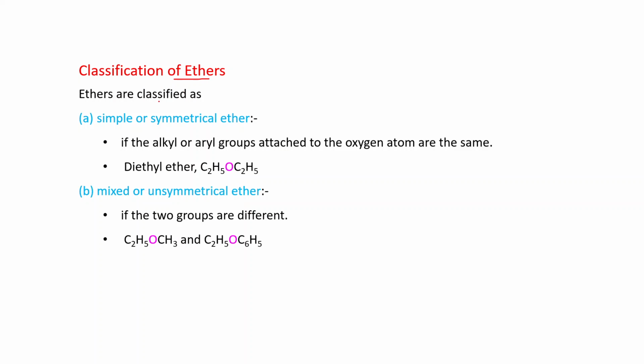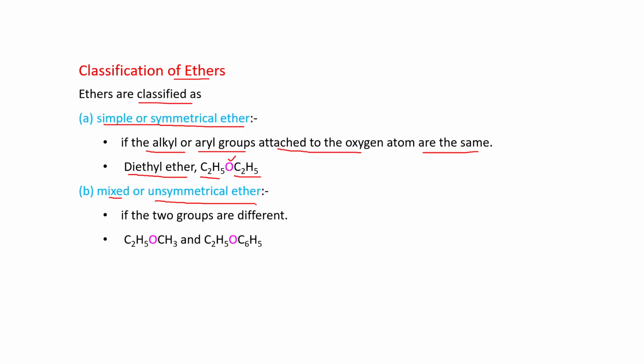Classification of ethers. Ethers are classified as simple or symmetrical ether if the alkyl or aryl groups attached to the oxygen atom are the same. For example, diethyl ether. This is the oxygen, and to this oxygen, this is an ethyl group and this is also an ethyl group. Same alkyl groups are there. That's why this is simple or symmetrical ether.